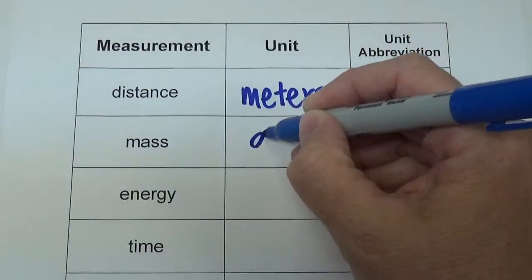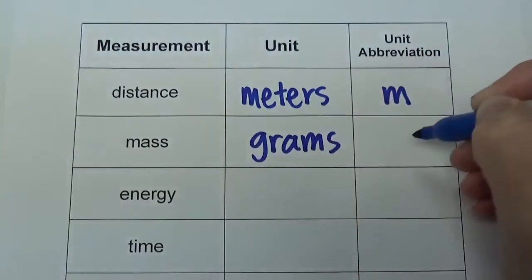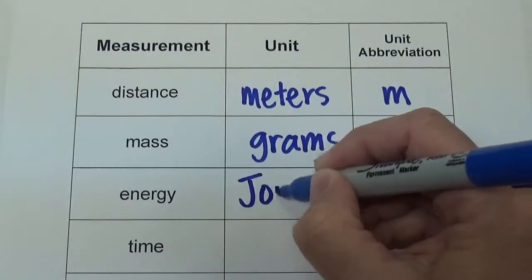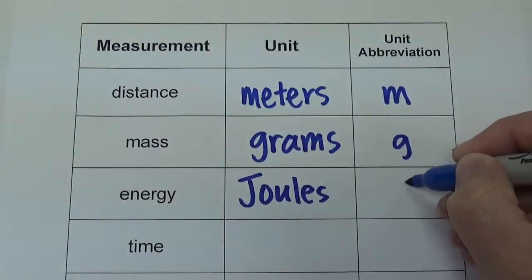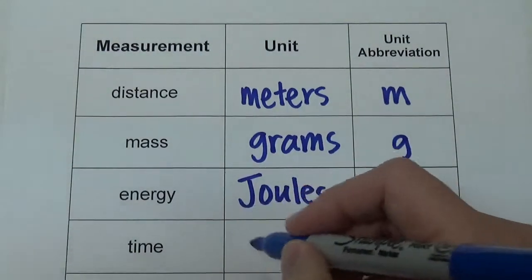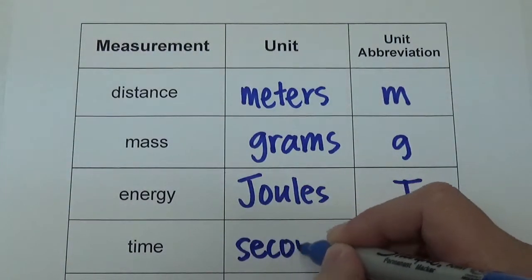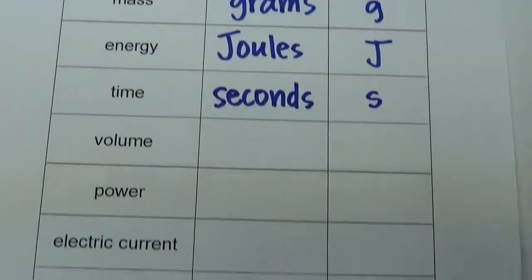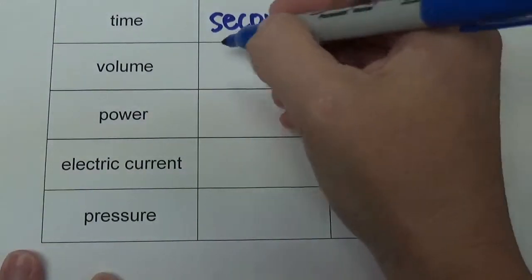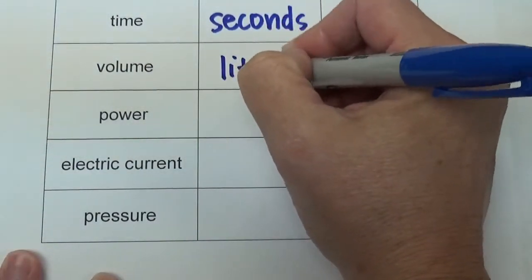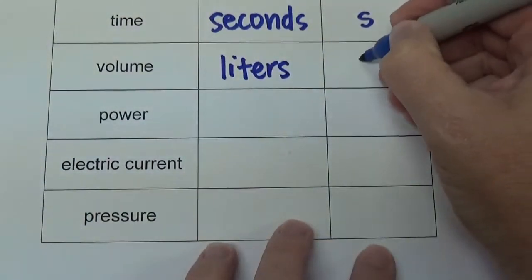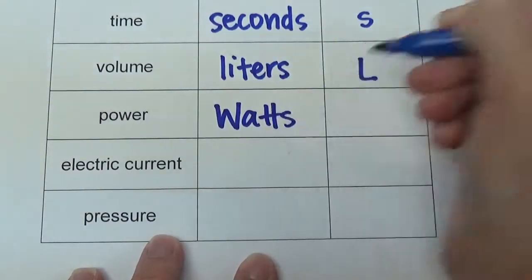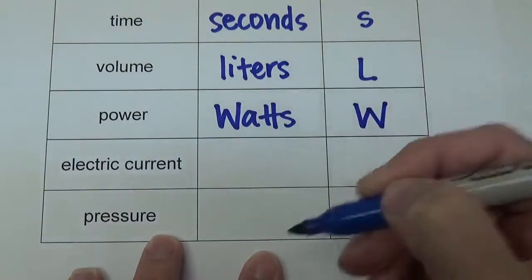Mass is measured in grams, which is abbreviated with the lowercase g. Energy is measured in joules, which is abbreviated with a capital J. Time is measured in seconds, which is abbreviated with a small s. Volume is measured in liters, which is abbreviated with a capital L. Power is measured in watts, which is abbreviated with a capital W.